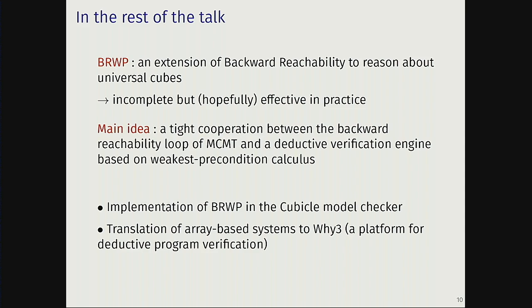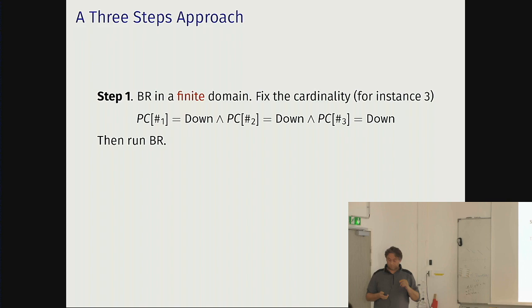I will just present, in a simple way, the main idea. That's a three-step approach. First, we fix a finite domain. You want to prove in the splitter that for all p, pc of p is down is a bad state. Fix the cardinality of the type proc, let's say 3. In that case, there is no problem. The for all formula is just a finite conjunction. If there are only 3 processes, then the formula is PC of H1, which is the name of the first process, is down, and PC of H2 is down, and PC of H3 is down.